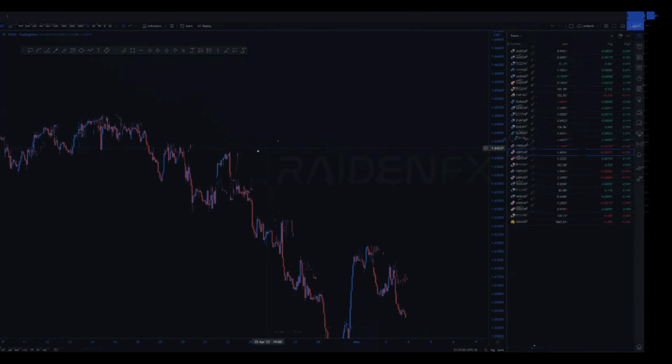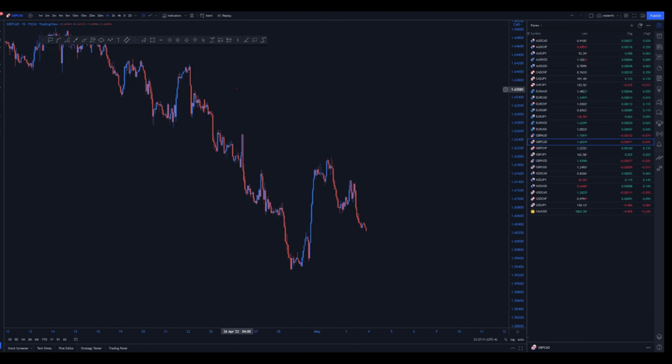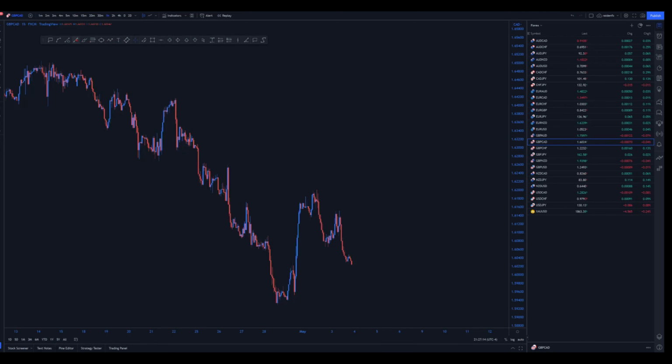Today I'm going over pound CAD in a trade that I took, so let's go right over it. Alright, so if you can see, the market structure of this pair is down.